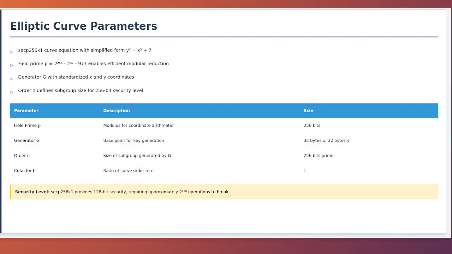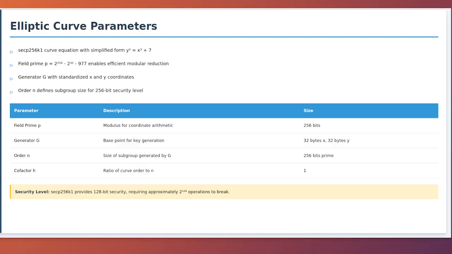This curve was specified by the Standards for Efficient Cryptography Group and has become the de facto standard for many blockchain applications. The curve equation for SECP-256K1 is y squared equals x cubed plus 7, which is an unusually simple form where the coefficient a is 0 and b is 7. This simplicity actually provides some computational advantages in implementation.